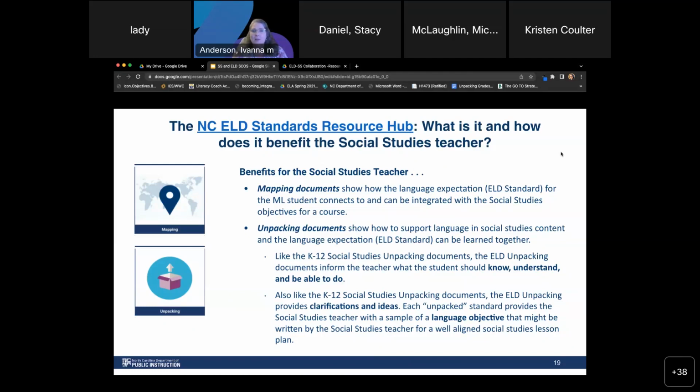The unpacking document, and you guys are familiar with unpacking documents in the work that you already do, supports the language in social studies content and how you can bring them together with the ELD language. And so we have the opportunity to show you in the unpacking document what your students should know, what they should understand, and what they should be able to do, as well as clarifying some of those ideas and helping you develop language objectives specific to the work that you're doing within the content. So in this presentation, we're going to focus on the unpacking document.